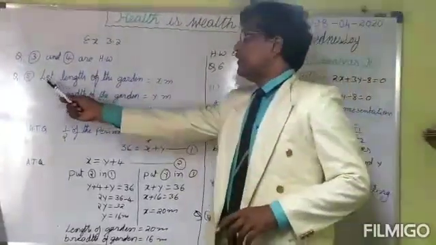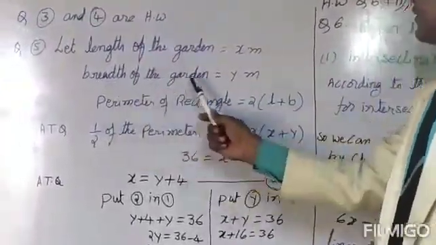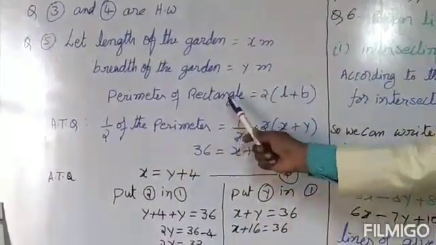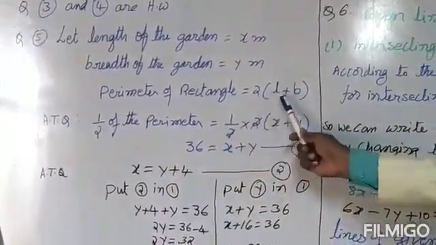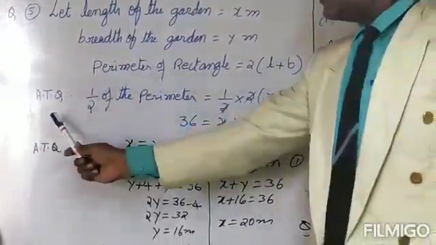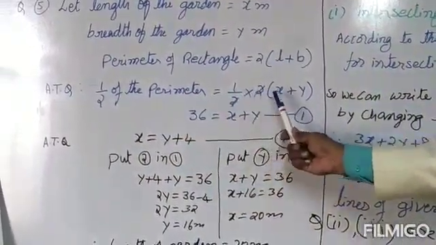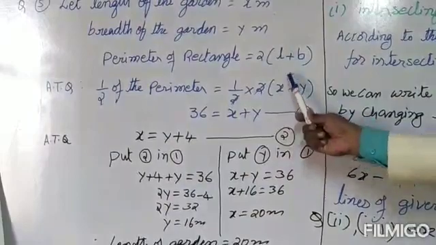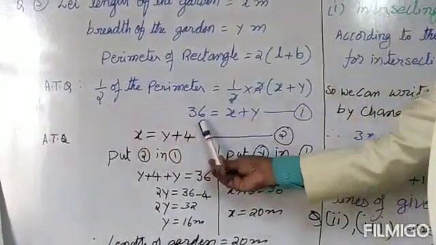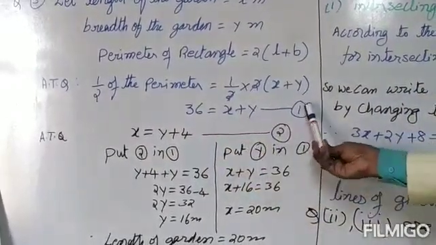According to that, you see, let the length of the garden equal x meter, width of the garden equal y meter. Here the perimeter of the rectangular garden equals 2 of L plus B, I mean length plus breadth. But according to the question, half of the perimeter is given, I mean x plus y. So half of the perimeter given in the question, that is 36, equals x plus y. This is equation number 1.